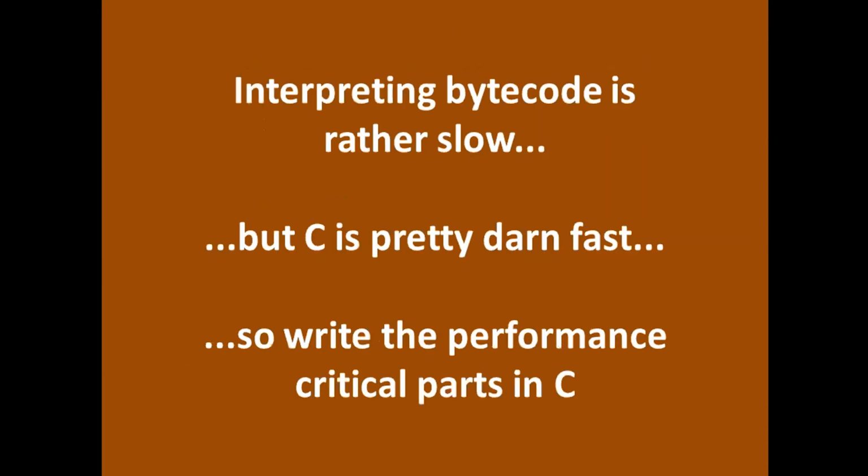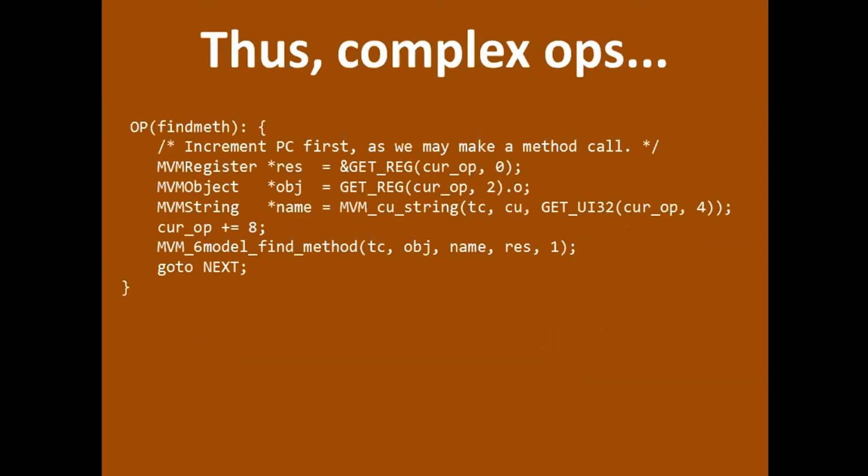And so when you're at this point, and this is how we started, you say, well, interpreting bytecode is pretty slow, but C is pretty darn fast. So obviously the thing that we should do is write the performance critical parts in C. So you look at the things that are really, really common, and you write C code for them. So you end up with some quite complex ops. For example, there's a find method op in MoarVM today, and it's implemented like this. It retrieves the object, it retrieves the register that we're going to put the found method in, it takes a method name, and it goes to find it.